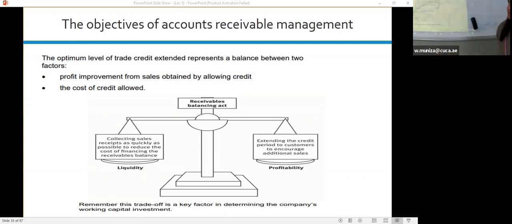So they say the optimum level of trade credit extended represents a balance between two factors: profit improvement from sales obtained by allowing credit, and the cost of credit allowed. So what is liquidity? Collecting sales receipts as quickly as possible to reduce the cost of financing the receivables balance. And profitability? Extending the credit period to customers to encourage additional sales. Remember, this trade-off is the key factor in determining the company's working capital investment.